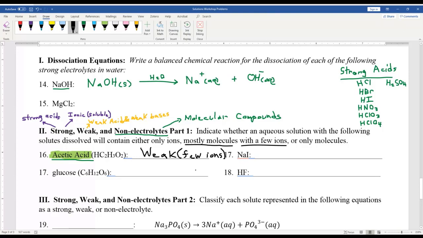So what about a solution of glucose? Is that going to be only ions, mostly molecules with a few ions, or only molecules? What do you think? First of all, is that an electrolyte? Glucose. Well, that's the question. Is it an electrolyte? Linda says yes.